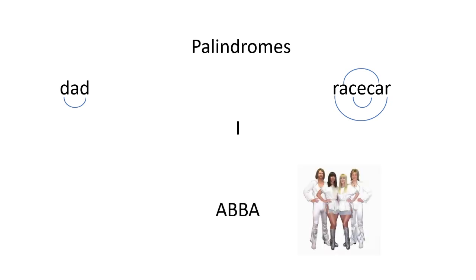We're going to look at a problem that involves palindromes. If you're not familiar with palindromes, they're words that are spelled the same forwards and backwards, words like dad and race car. Single characters are also a palindrome. And it's important to note that these examples are all odd length, but there are also even length palindromes.